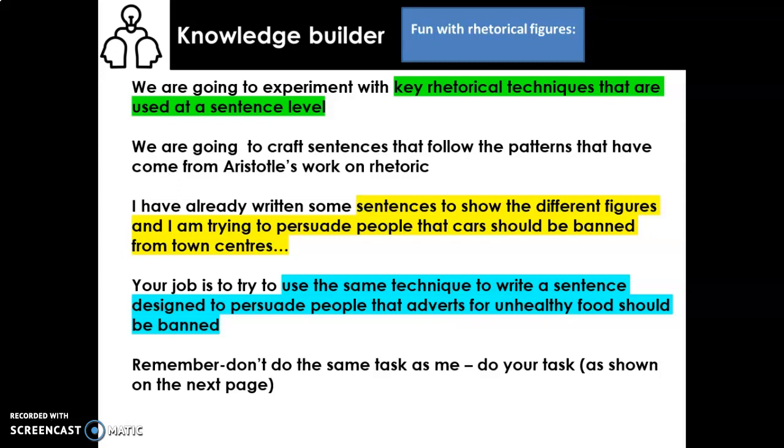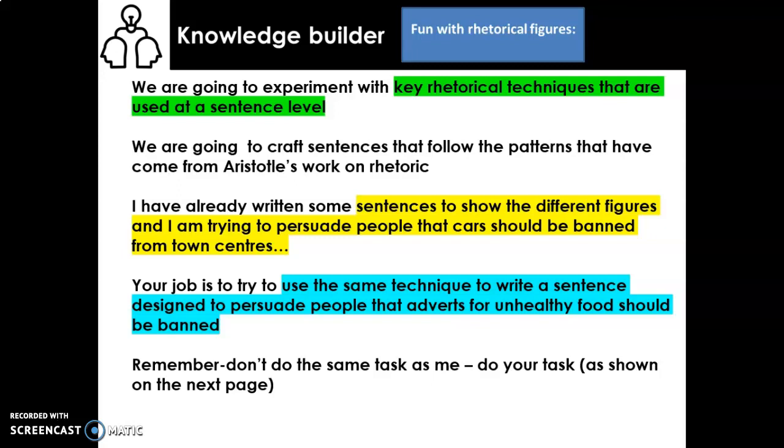Now, what we're going to move to today, okay, is that we're going to experiment with key rhetorical techniques that are used at a sentence level. So whole sentence level features that come all the way back from Aristotle's Art of Persuasion. Okay, and part of that was to identify certain ways that you could structure a sentence, that you could put words and ideas together within sentences that create that persuasive, memorable, and striking effect. So we're going to just craft at a sentence level today. We're going to craft some sentences that follow the patterns that have come from Aristotle's work on rhetoric.